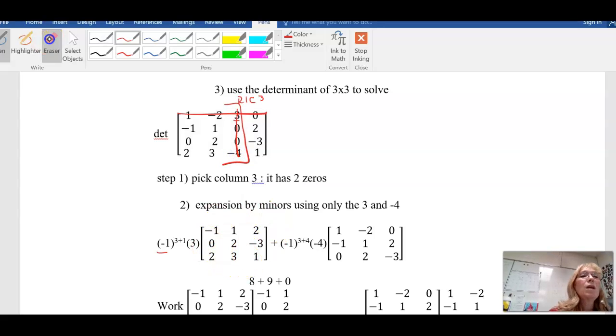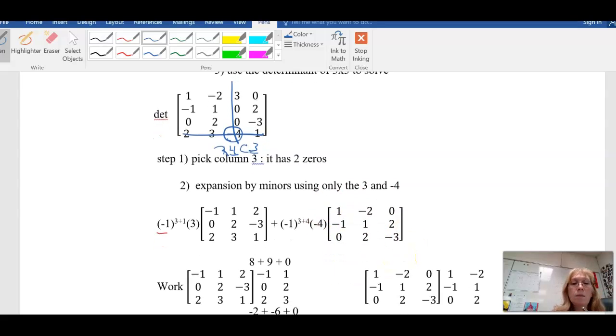Now we do the same thing with the other one that's not a 0. So this time it's -4. Okay, he is in row 4, column 3. So we take -1 to the 4 plus 3 power, which is 7, so it's going to stay -1, times the -4, take out his row and column to get his new determinant, our matrix.